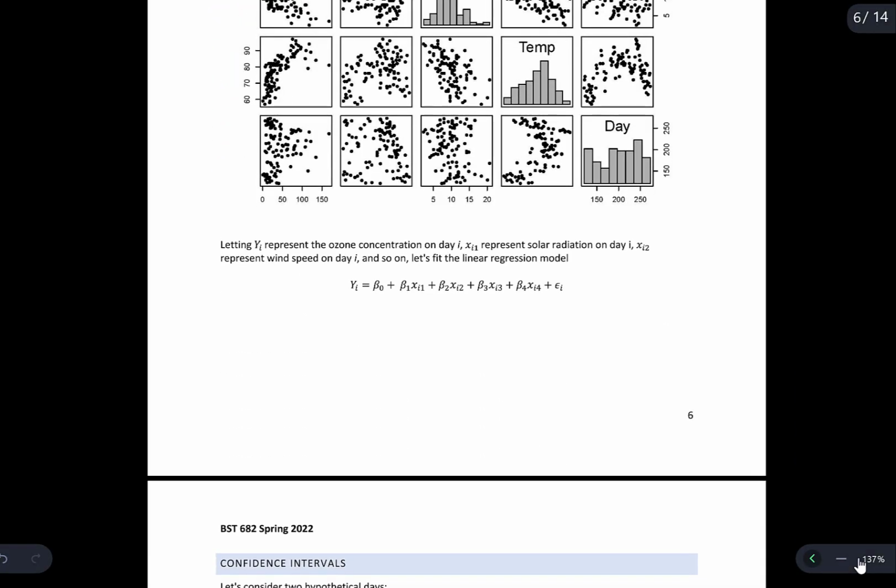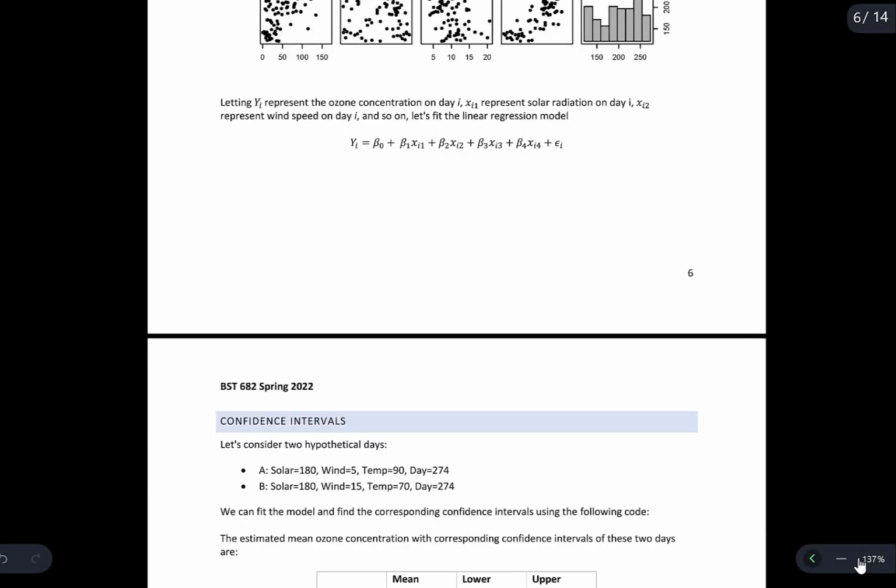So here, let's let yi represent ozone concentration on day i, and xi1 represent solar radiation on day i, xi2 represent wind speed on day i, and so on. Here, I said we were going to look at simple linear regression. I forgot, we're actually going to look at a multiple one here. So notice we do have a multiple regression model where we have 4 different explanatory variables.